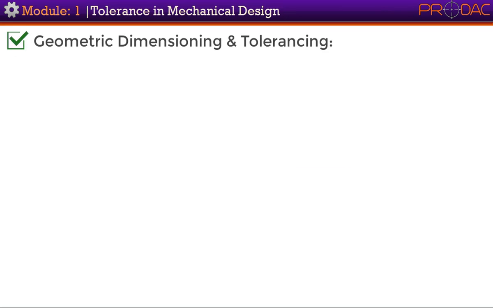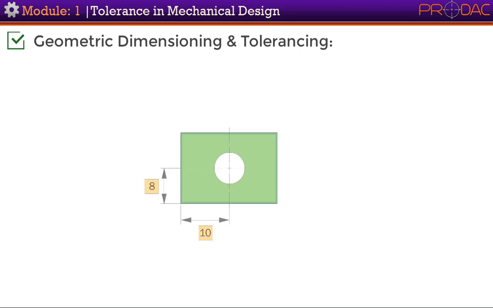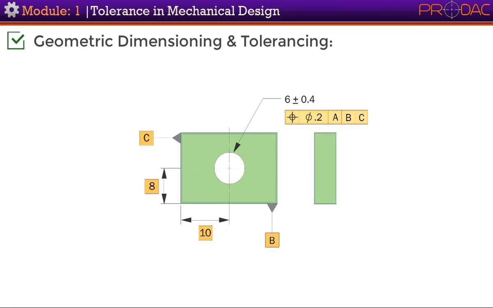The third way of tolerancing is geometric dimensioning and tolerancing. This method of tolerancing is called the GD&T way of tolerancing. Instead of controlling the center position directly by the conventional tolerancing method, we have used position tolerance for the whole center with respect to datum A, B and C.